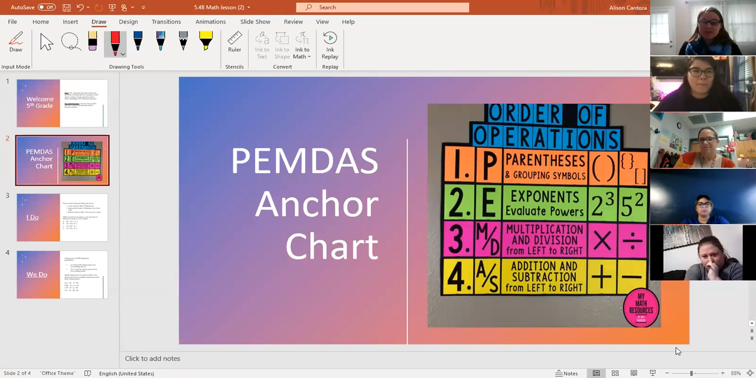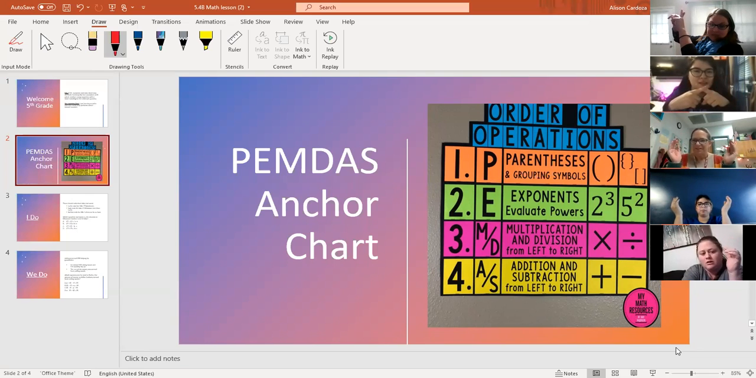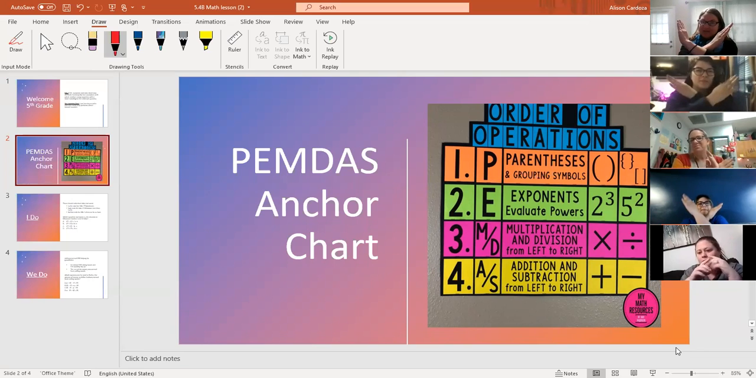Okay, so to review these operations before we start getting into our problems, I want you guys to do the motions with me, okay? So say it together after me. Ready? Do this with your hands. We're going to make parentheses. I want to hear everybody. Parentheses. Exponent. Multiplication. Division. Superheroes, right?